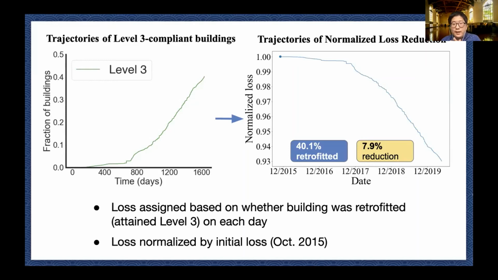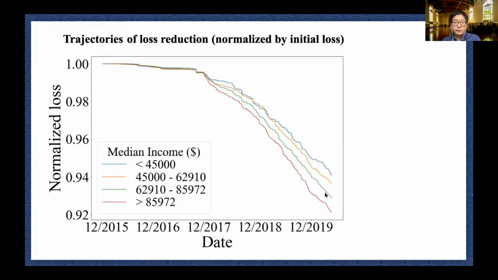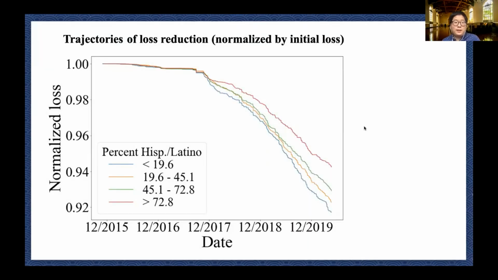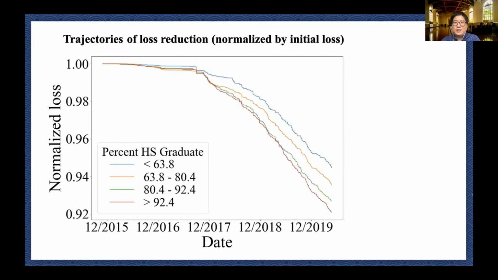And we can see that with 40% of the total inventory having been retrofitted as of August 2020, there has been a 7.9% reduction in losses. The previous trajectory was then disaggregated based on the 4 socioeconomic profiles of median income, percent white population, percent Hispanic Latino population, and percentage of high school graduates.